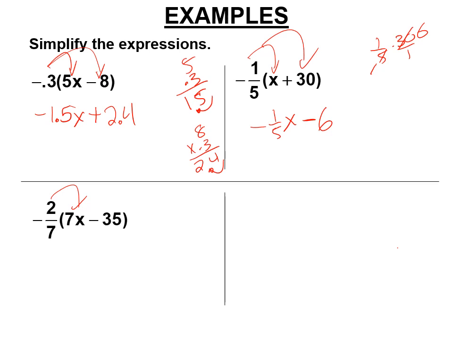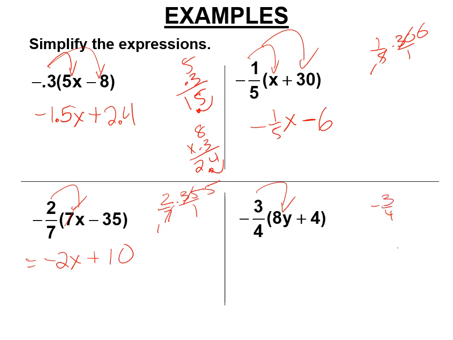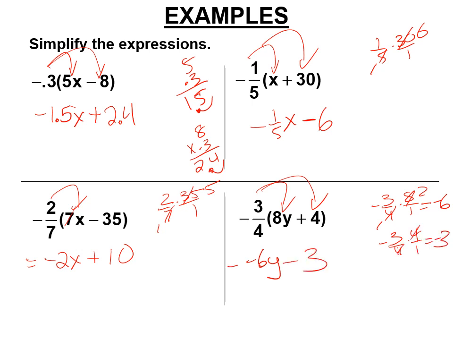Negative 2/7 times 7x, the 7 cancels with that 7, and you get negative 2x. Now, negative 2/7 times negative 35, two negatives make a positive, so it'll be plus. And it's 2/7 times 35, 7 cancels, that becomes a 5, and 2 times 5 is 10, so it's negative 2x plus 10. Negative 3/4 times 8y, so negative 3/4 times 8 is negative 6, so this is negative 6y. Negative 3/4 times 4, cancel the 4s, negative 3. Since it's negative 3, it'll be minus 3, negative 6y minus 3.